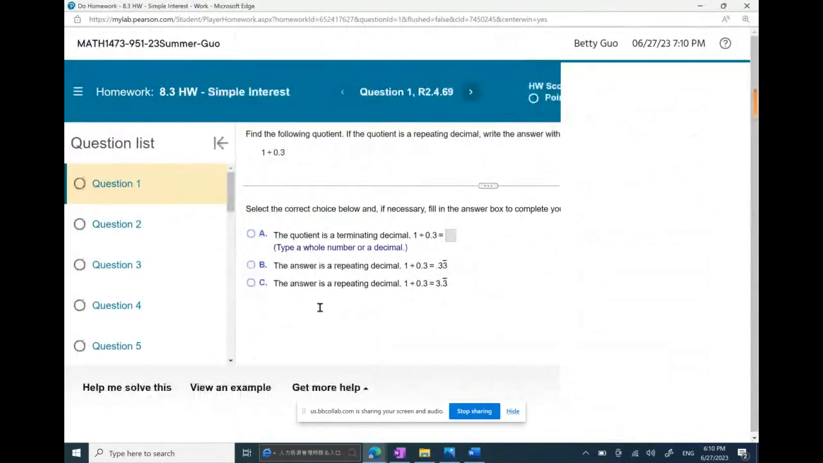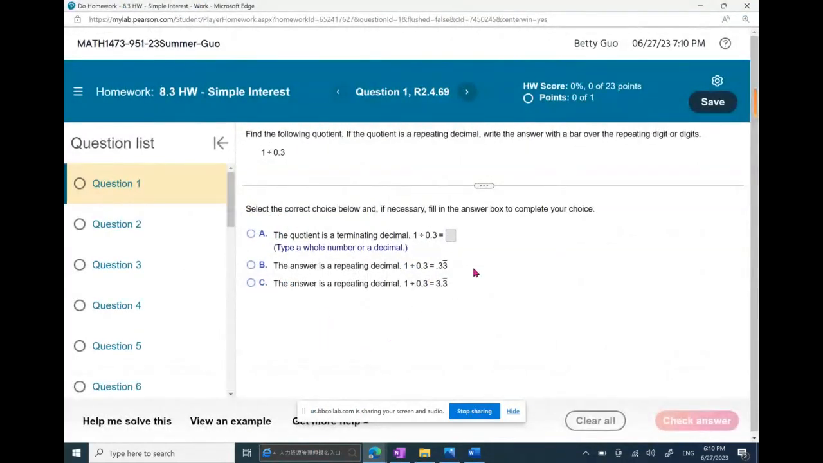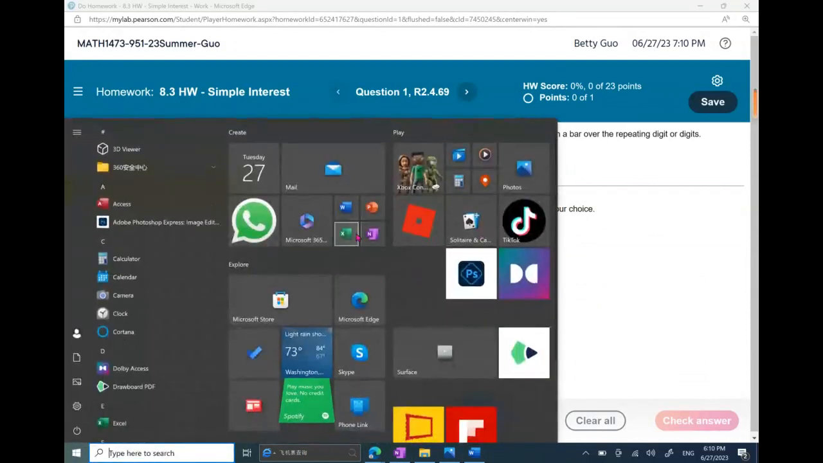First question. Find the following quotient. If the quotient is a repeating decimal, write the answer with a bar over the repeating digit or digits. When I grade your assignment number 3, some of you have submitted, none of you use the bar. If the decimal is infinite but repeating, there is a way to describe that. Let's see what this is. Let's get a calculator.